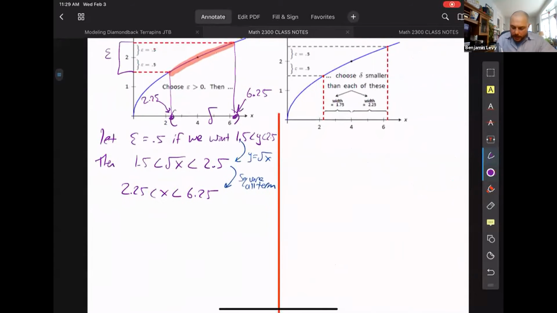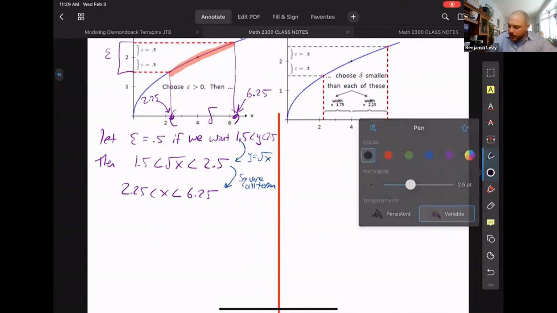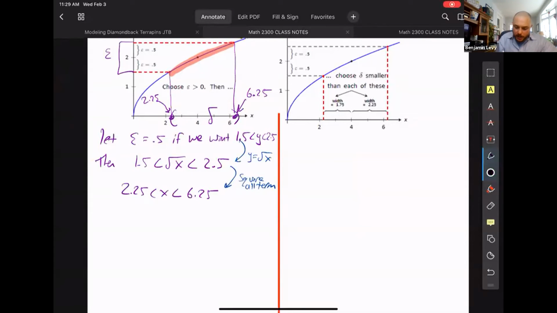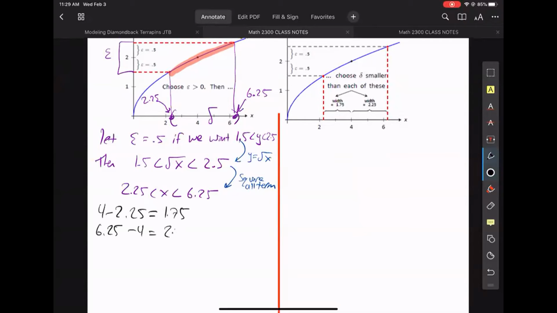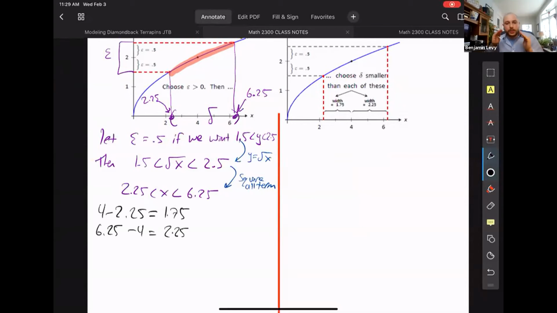In other words, what I just figured out, just looking at that picture and thinking about this, 4 minus 2.25 is 1.75. That's going to the left. 6.25 minus 4 is 2.25. And so if we want to make sure we're inside that correct range, we want to choose the smaller number. And so based on those two things, 1.75 is smaller. And so that's going to be our delta value.